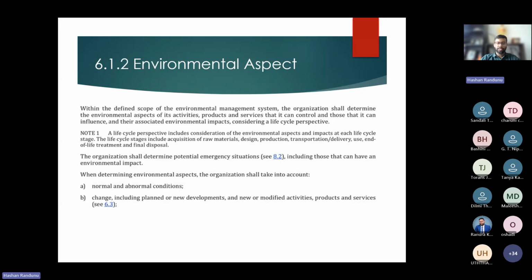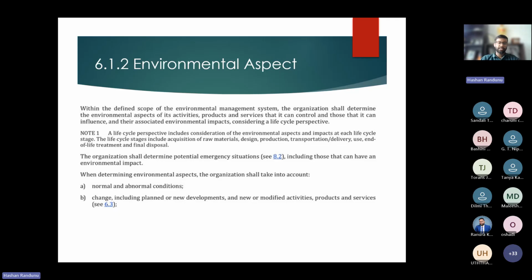But the production team does not have that control, right? Once the designing team designs the product, the production team has to use the raw materials that have been defined by the design team. But the designing team has that control to design the product in order to use technically recyclable raw materials, right? That kind of influence a design team can make. So if they consider in a life cycle perspective, they can consider those areas, right?